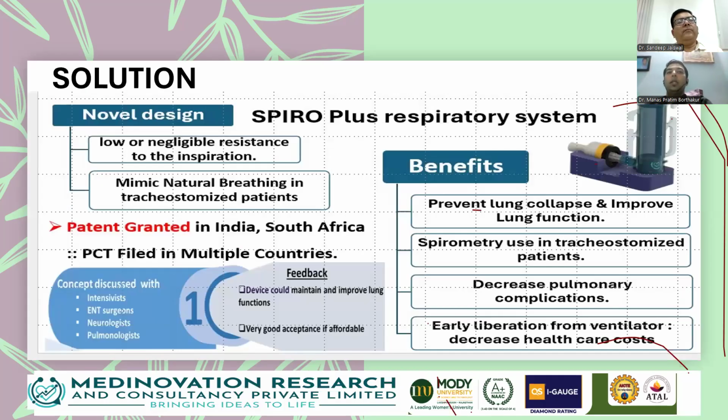So what we did in our solution, we did a novel design. We made a solution for all these pain points we identified during the clinical trial which we did. In the first device, there was a lot of resistance to inspiratory flow, so patients were having difficulty in breathing. So we designed a thing which will mimic the natural way of breathing in these patients.